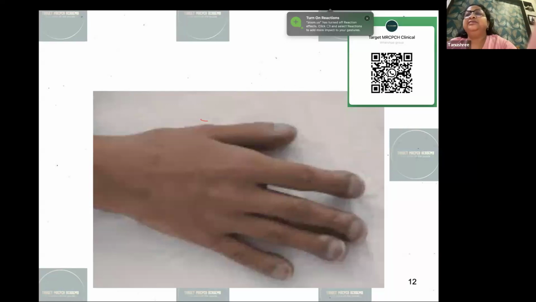Any radial delay? How did you look for it? I will check for both the hands. I will check for the pulse at both the wrists and see whether there is any delay. No obvious radial delay. Okay, and I'll check for his BP later.